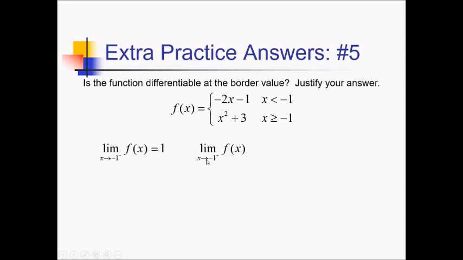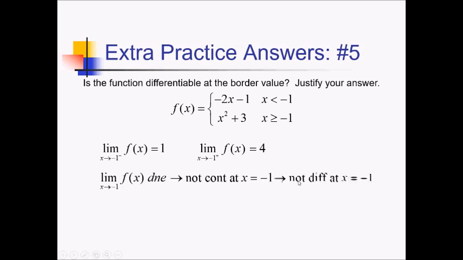Next, we check the right side limit at negative 1. So we'll have, using the second rule now, because that's greater than negative 1, so we're approaching from the right side using this one. That's going to be negative 1 squared, which is 1, plus 3 is 4. Since the limits don't match, that means our limit does not exist at negative 1, so we're not continuous there, and because we're not continuous, we're not differentiable.